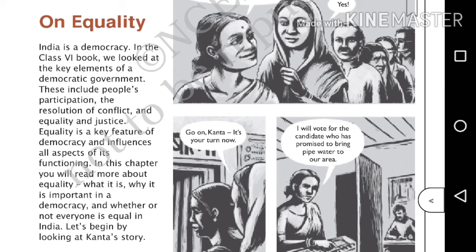So, last year we have learned that India is a democratic country, and also we have learned the key elements of a democratic government. What are they? Yes, these include people's participation, the resolution of conflict, and equality, and also justice. Among these, equality is a key feature of democracy and influences all the aspects of functioning of a democratic government.